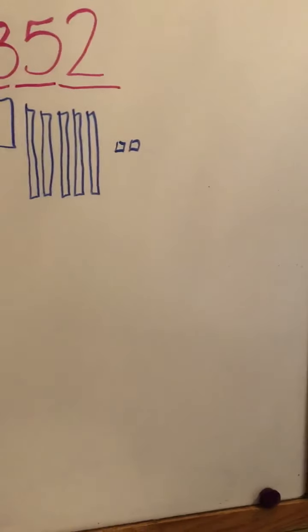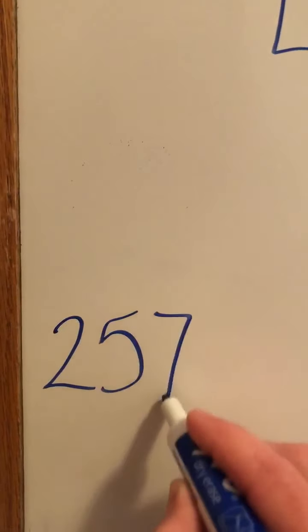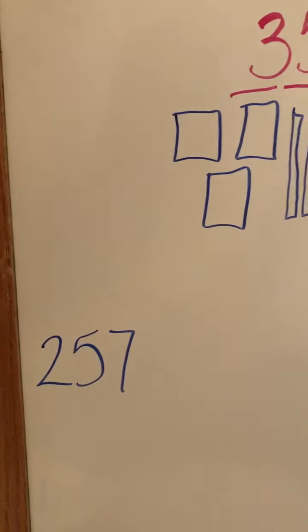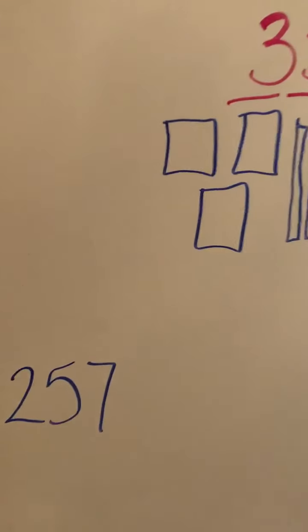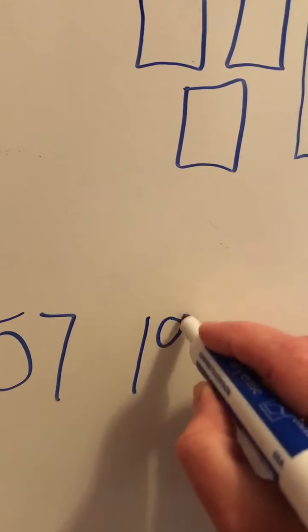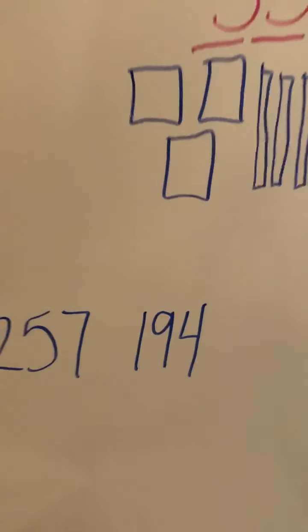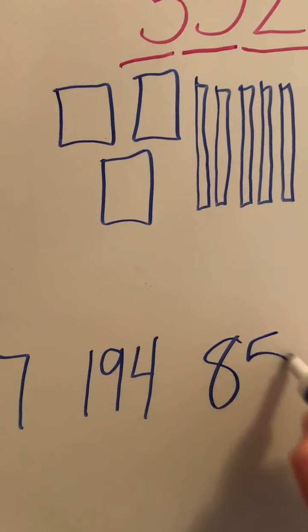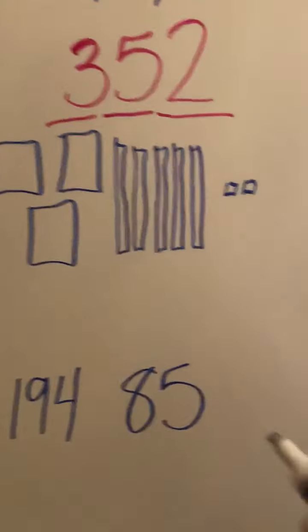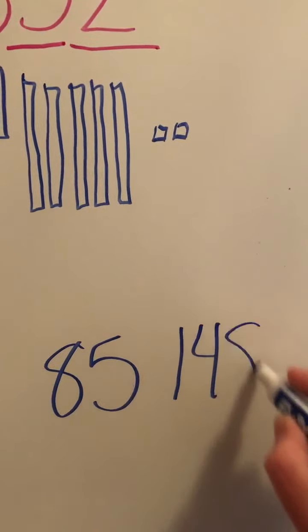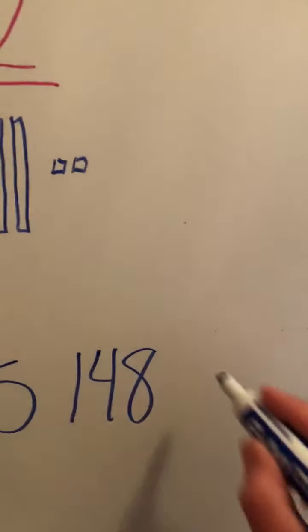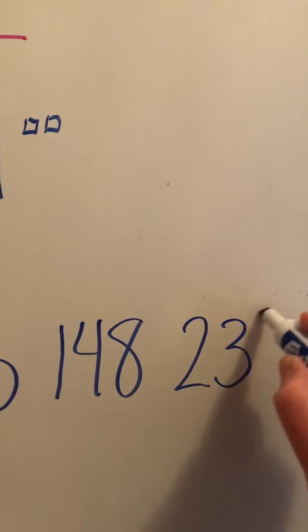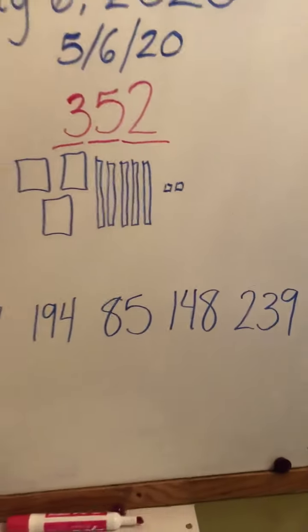So here are the 5 numbers. All right, 257. Now you're not going to write these on the lines. These are just the numbers that you're going to use. Well, you will write them on the lines, but not yet, because I don't have them in order. You're going to put them in order. Right now you're just looking at the numbers. 85, 148, and the last one, 239.